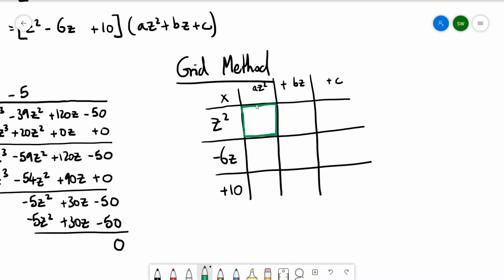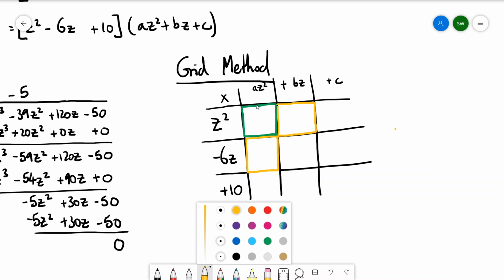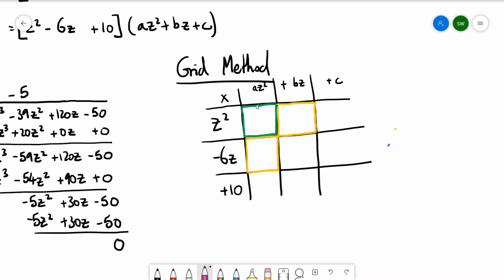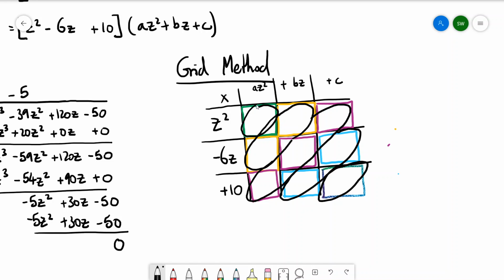Our z to the power of 3 term is going to come from these boxes here. So that's going to give us our z to the power of 3. It's like diagonals. Our z squared terms are going to come from this box here, this box here, and this box here. And similarly, these blue boxes are going to give us the z terms, and this final box is going to give us the constant term.